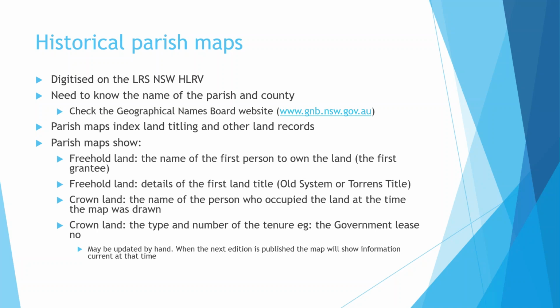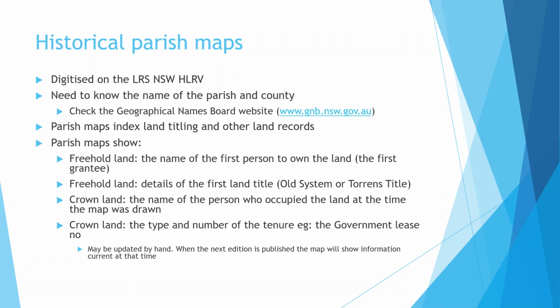land, they also give you the details of the first land title. So when it's covered by old system, they'll often give you the date that the land was granted, so you can go back into the old system records. Or if it's Torrens title, they'll give you that first volume and folio number.